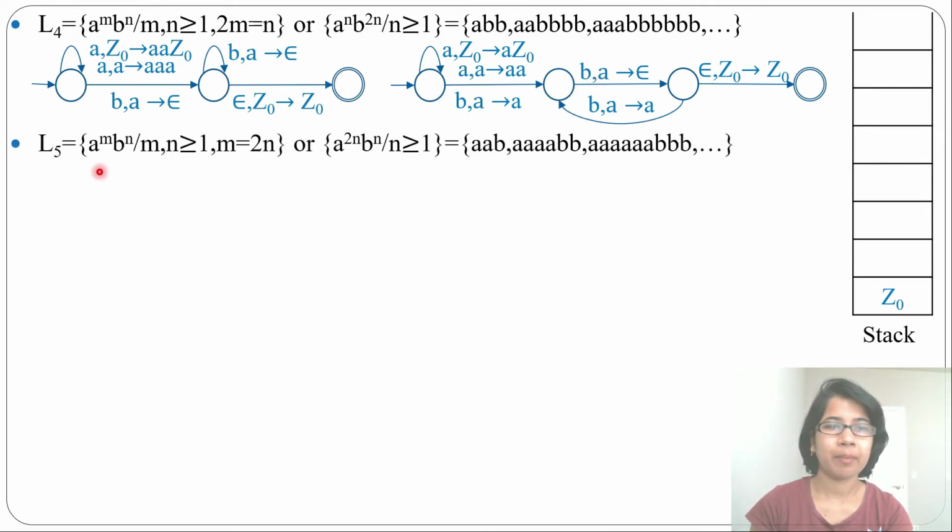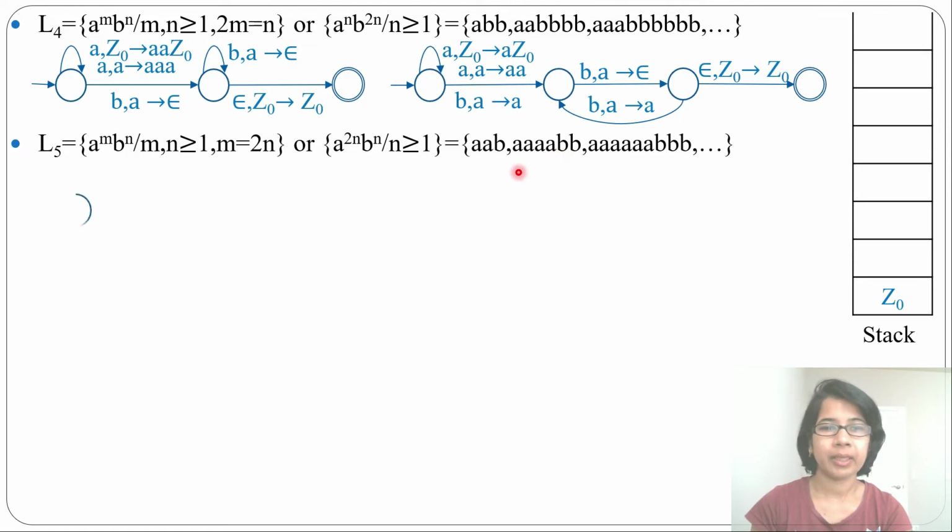Next language: a^m b^n, m, n greater than or equal to 1, m equal to 2n. Or you can write a^2n b^n, n greater than or equal to 1. Here the number of A is 2 times the number of B. Which strings will it accept? It will accept aab, then 4A 2B, 6A 3B, like this. I am just using this technique: for 1A, I will skip. For the next A, I will push. And for B, I will pop 1A.